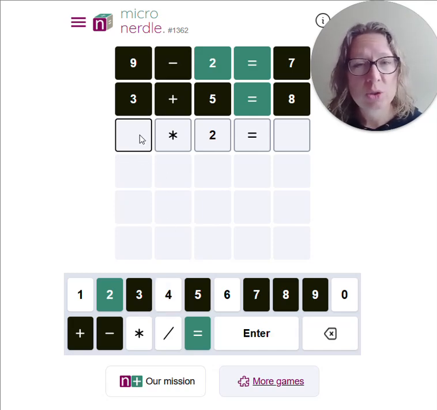We could try 4 times 2, but that is 8, and we know that 8 isn't the right answer, so let's not waste a guess on that. 6 times 2, double 6 is 12, and there's not room for a 12 here. There's only one space for one digit. I'm going to guess, let's go 2 times 2 equals 4.